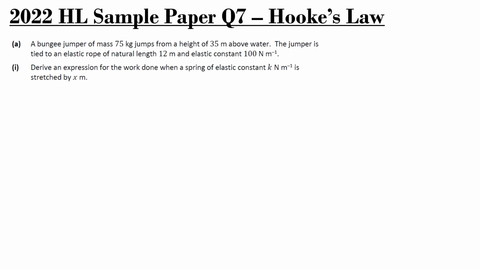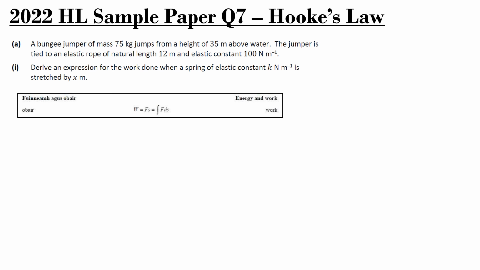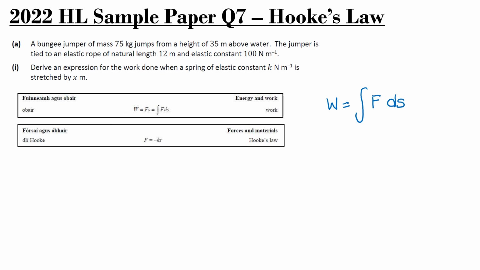The information that they gave us after part A is going to be needed for a future part, but it's not needed for now. This is a very generic formula we're going to derive with a k and an x. So the first thing we're going to do is get our formula for work from the log tables. And that is the one where we have a varying force. So it is the integral of force with respect to s, which is displacement. We need to think about what that force is. For us, it's Hooke's law, so F is equal to minus ks.